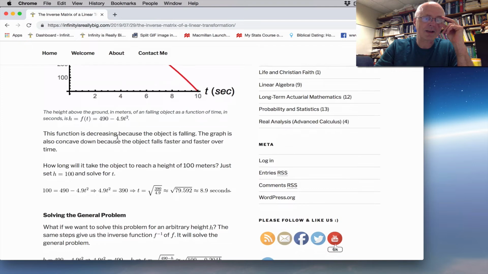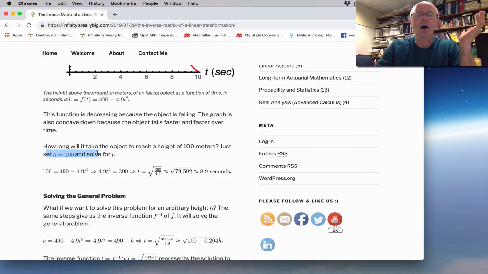Okay, so I talk about that, and I talk about solving, for example, for the time in terms of a particular height. How long will it take, for example, to reach 100 meters? This is the height as a function of time. It's not the distance fallen as a function of time. How long is it going to take to get down to 100 meters? Just do the algebra to solve for t and you find it's about 8.9 seconds.